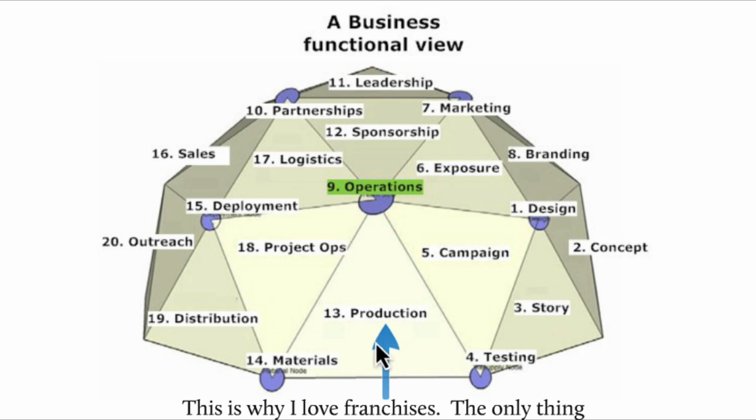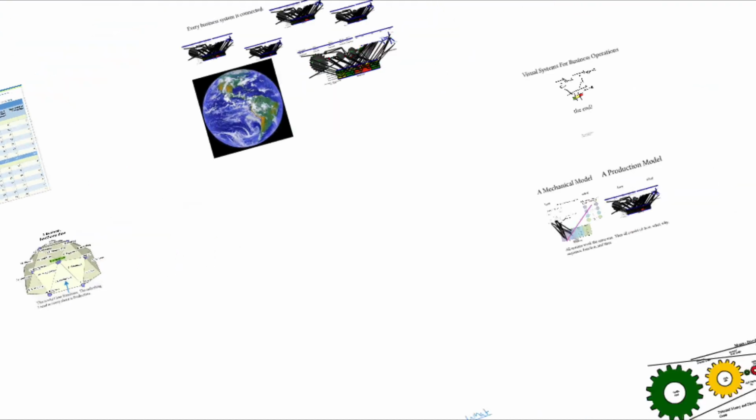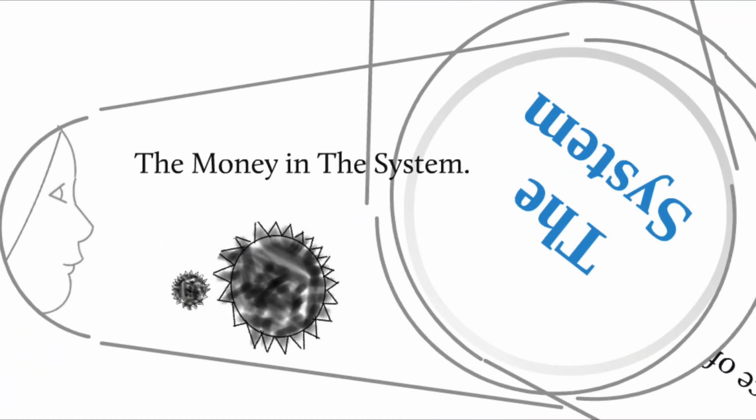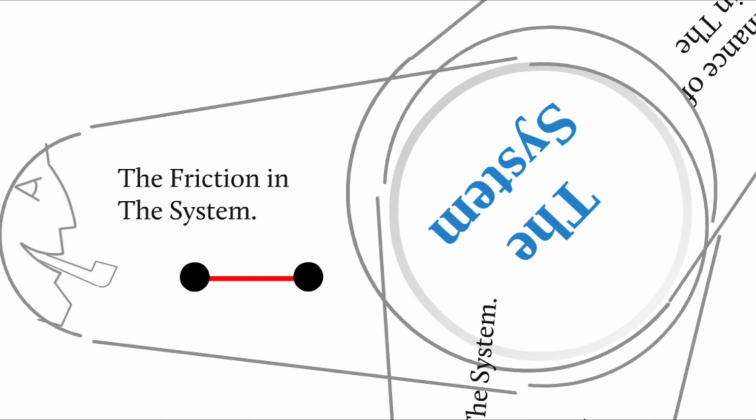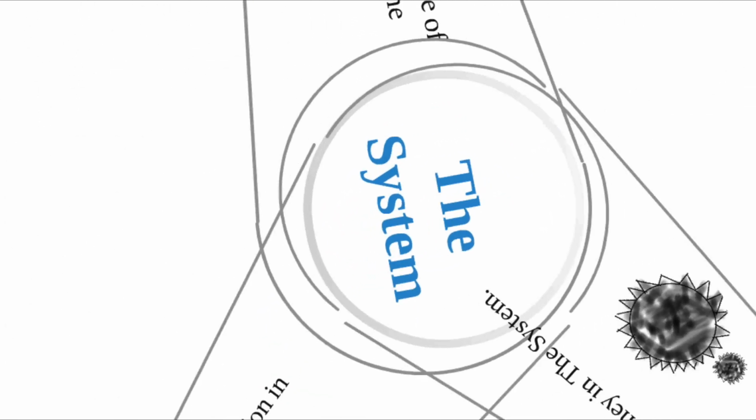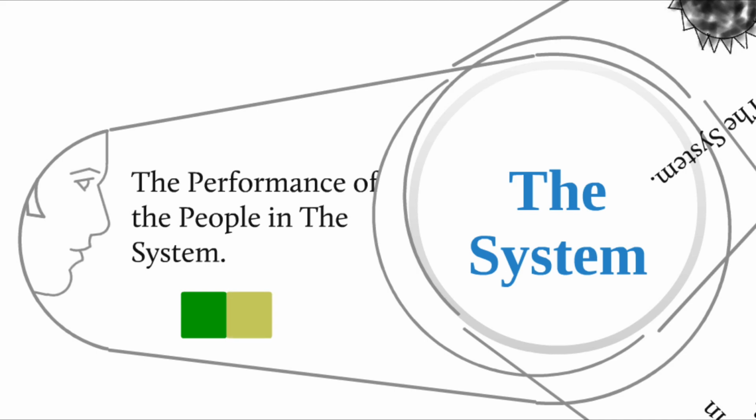I love franchises. I have 18 franchises because I only have to worry about this, which is doing the work. And the franchisor basically does all this other stuff on my behalf. And that's why I decided to standardize on one franchise and optimize it in this way. And this is a way to visualize the money in a business system, the friction in a business system, the performance of the people in the business system.